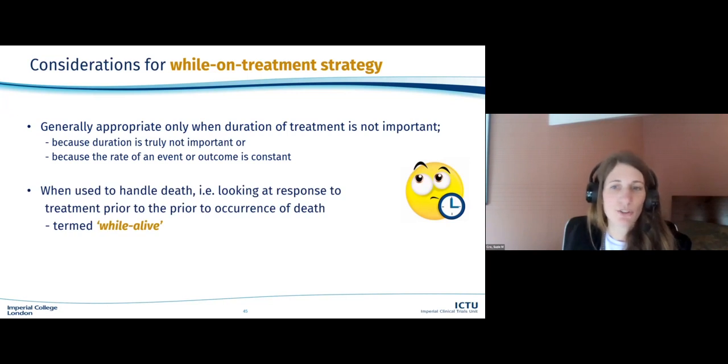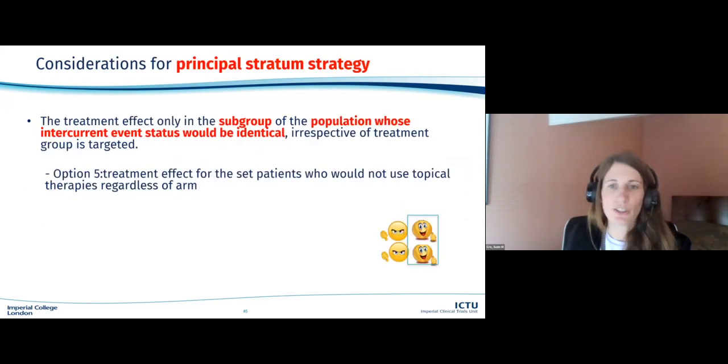Now, although the name does refer to treatment adherence, the strategy can be applied to a variety of other intercurrent events, such as looking at responses to treatment prior to death, where, as you've already heard today, this is referred to as while alive. So the final fifth strategy is the principal stratum strategy. So this handles events by restricting attention to wanting to know the treatment effect for the principal strata. Really, that's just a subgroup of the population of interest whose intercurrent event status would be identical irrespective of their treatment group. So this could be used to consider the treatment effect for patients who would never use topical treatments, regardless of their randomized arm.